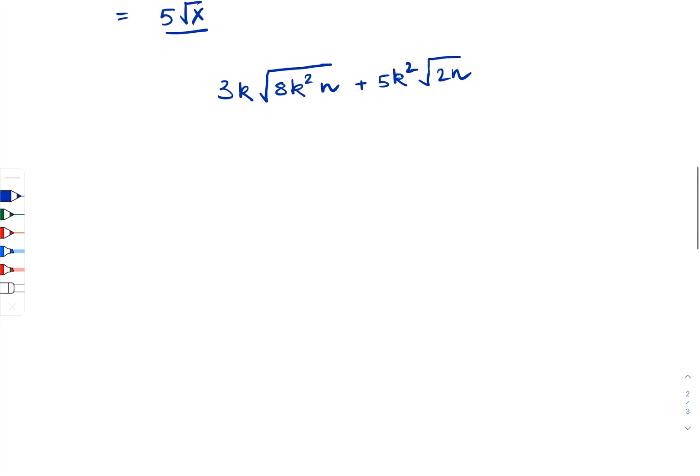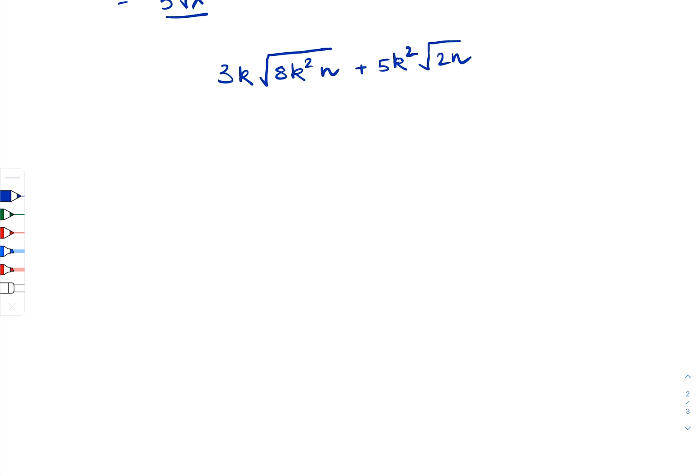3k square root of 8k squared n plus 5k square root of 2n. Now I'm going to adopt the same principle here. I'm going to look for what's hidden, what are the hidden squares here. I could do it this way.